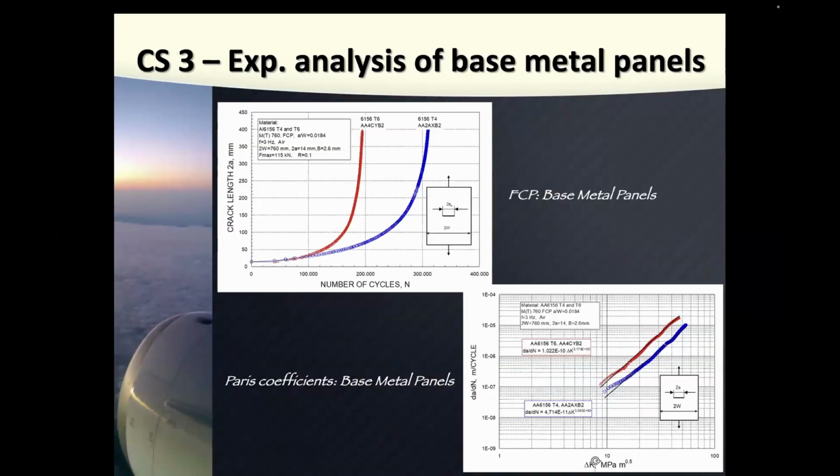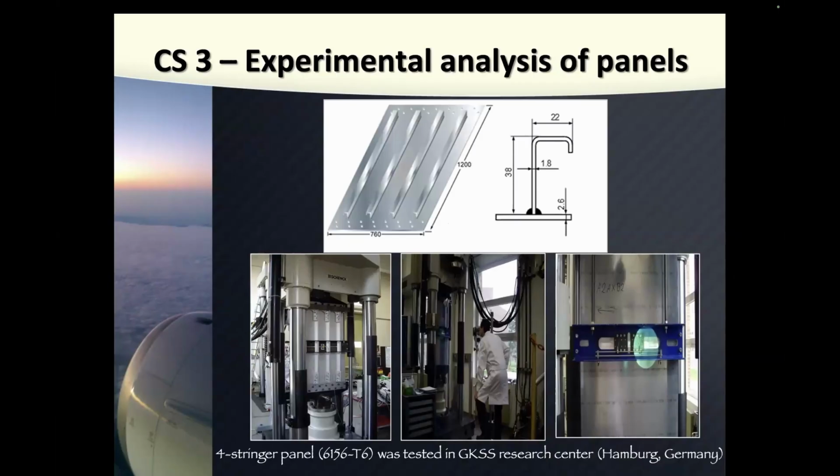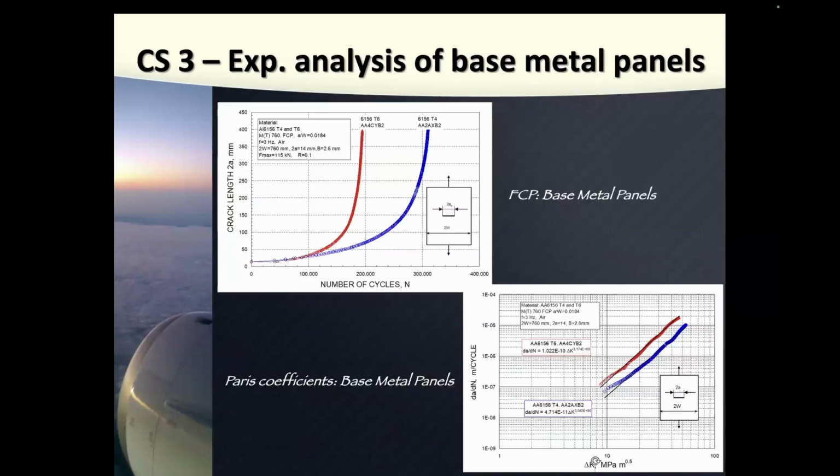This is what he also gave me. Initially, they tested base metal panels. So it's just a panel with a thickness and a crack in the middle of the panel. Basically, this is a CCT specimen. Okay, the dimensions are bigger. It's not small. You can see on the previous slide, it's like 760 millimeters by 1,200 millimeters. It's a rectangular shape with a crack in the middle. And first they tested this base metal panel without stringers, so just the skin.